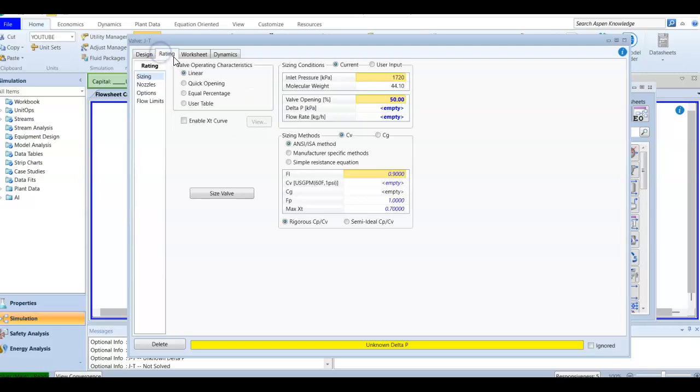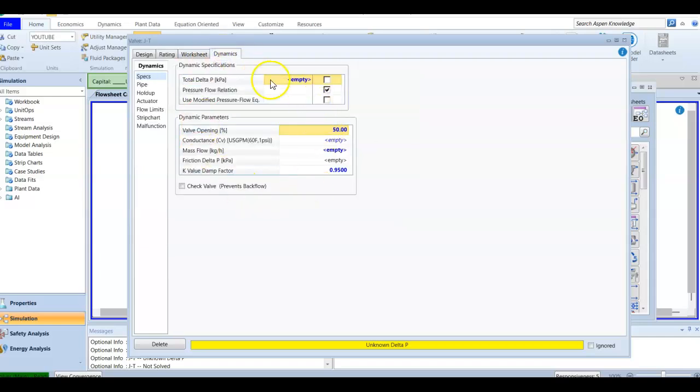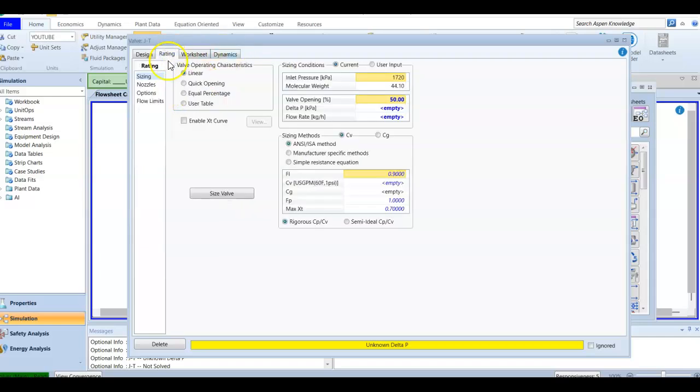After that, we have a section for the rating. The rating or the sizing of the valve will be really crucial when we are doing a dynamic simulation, because valves will be everywhere during the dynamic simulation, and the more accurately you simulate your valve, the more real your results will be. So here the rating, the sizing section, nozzles, options, and flow limits will be related to our dynamic simulation section. So these two, the rating or sizing and the dynamics, will be discussed moving forward in the advanced or dynamic simulation.